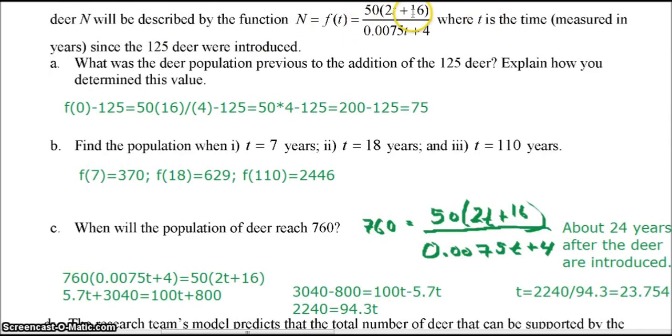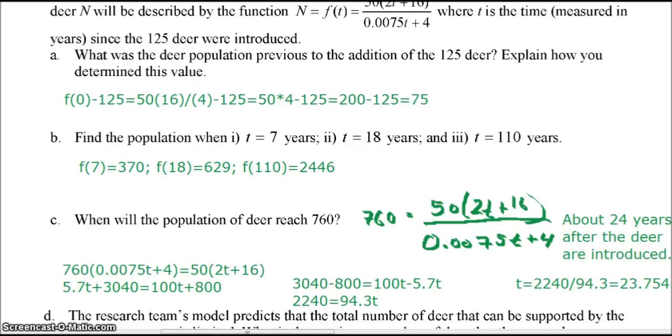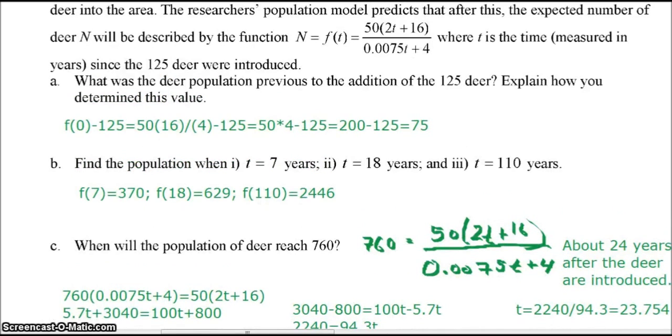You could graph this function on your calculator and scroll to the right and see what value the function is approaching. You could type this into your calculator, use a table, or you could just plug in really huge values of t and see what happens. I'm going to try plugging in really huge values of t. So 50 times 2 times 1000 plus 16, divided by 0.0075 times 1000 plus 4.